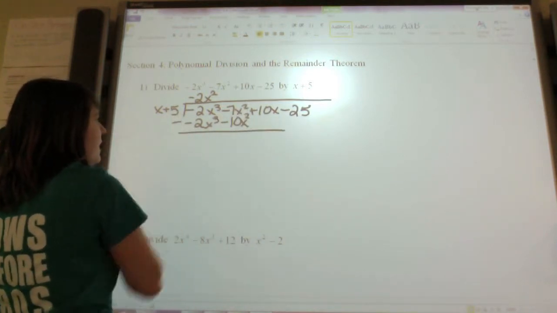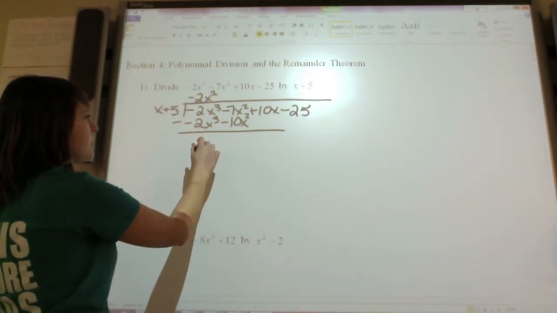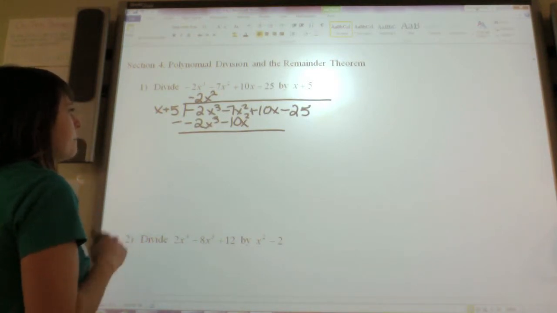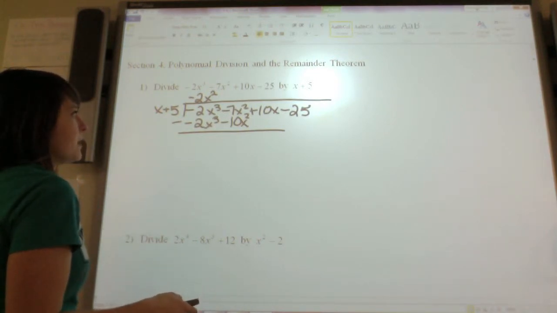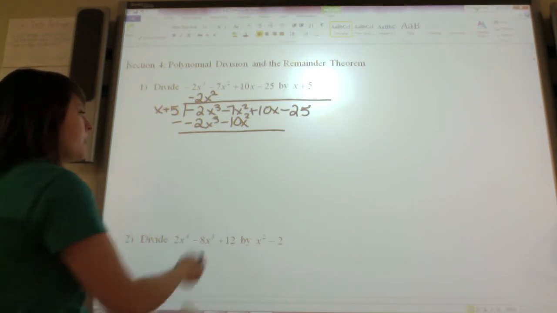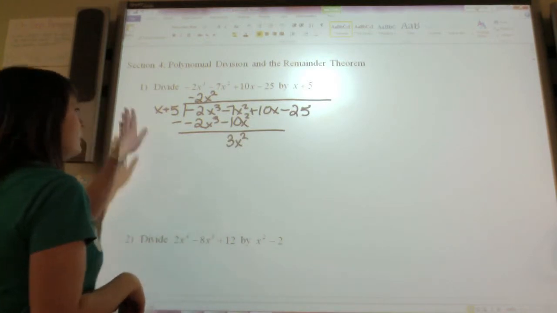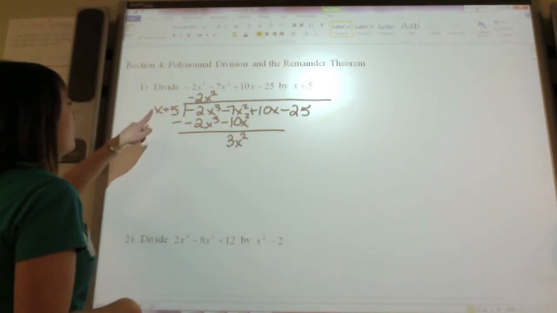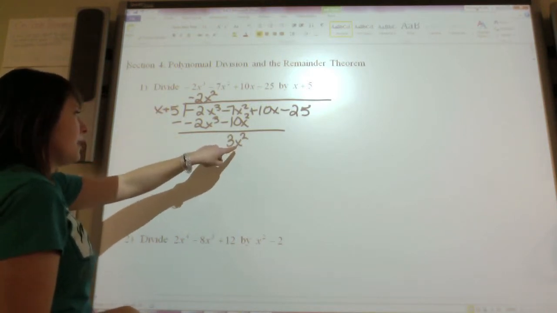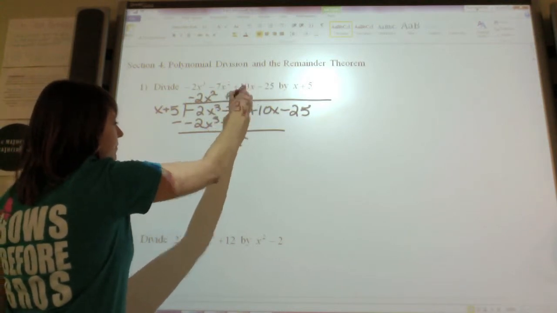So now I can go ahead and do my subtraction. When I subtract these two things, they cancel out. When I take negative 7x squared minus negative 10x squared, that's the same thing as negative 7x squared plus 10x squared. So that's going to leave me with 3x squared. So now I say, what do I need to multiply x by in order to get 3x squared? And the answer is 3x, so that's what I'm going to put up here.